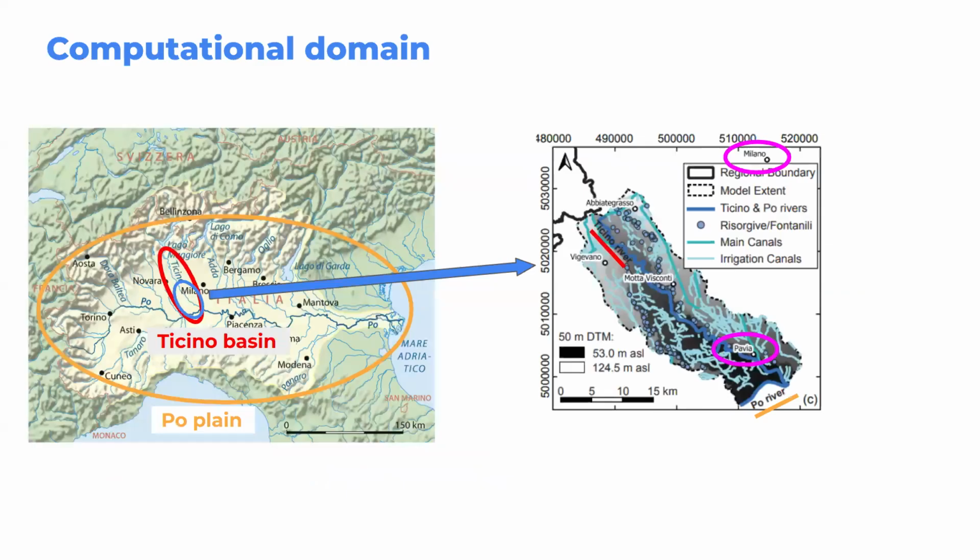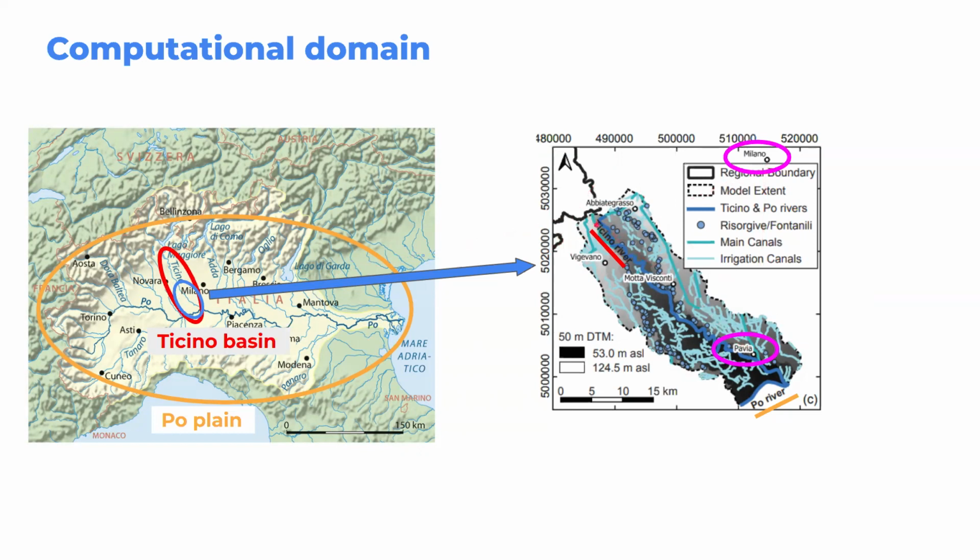So let's get started, and I'm gonna spend a few moments on the model because you need to understand where the uncertain parameters are. So again, the Po plane is encircled in orange. The red ellipse is the Ticino River, and our domain is essentially the blue ellipse, so the southern part of the Ticino basin. In practice, it's this rectangular domain here. The city of Milan is right here. The city of Pavia is right here.